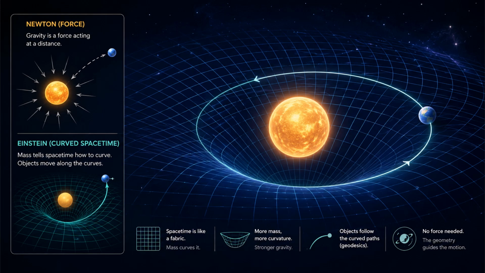But Einstein's general relativity gives a deeper explanation. Mass and energy curve spacetime. Objects then move by following paths through that curved spacetime. So gravity is not only about objects pulling each other. It is also about the geometry of space and time. In Einstein's view, gravity is curved spacetime.